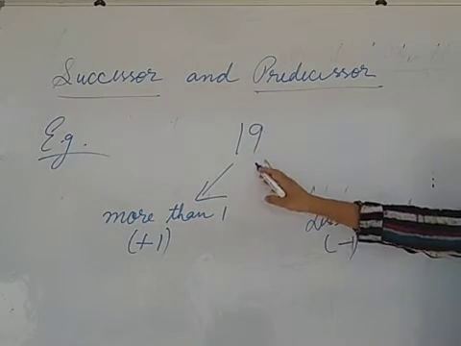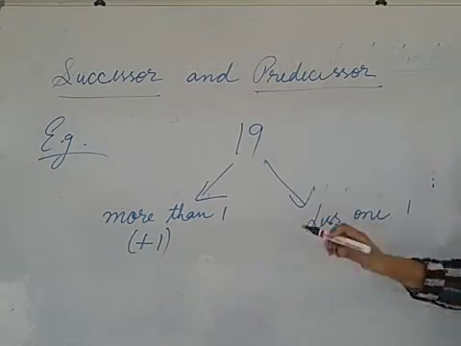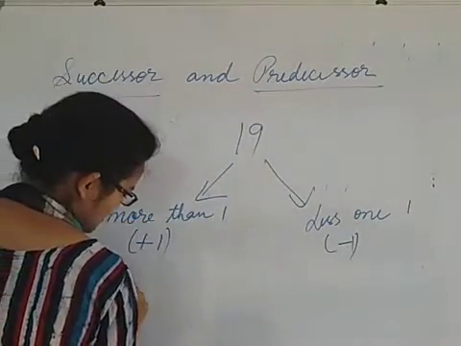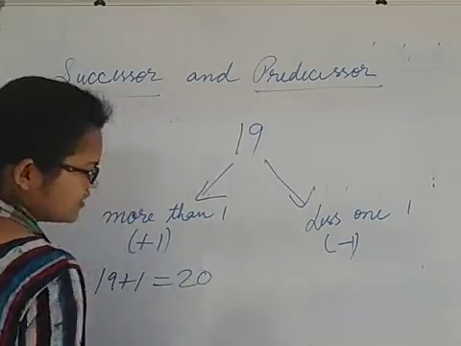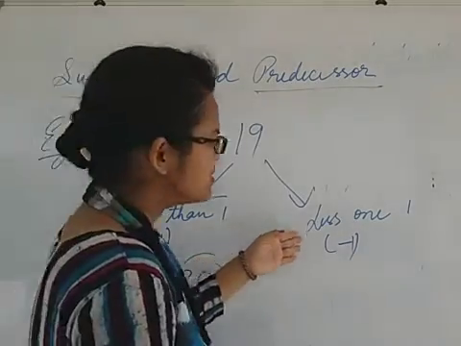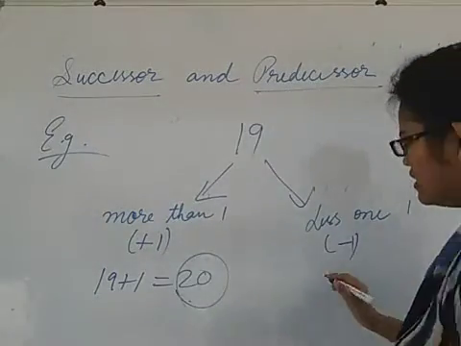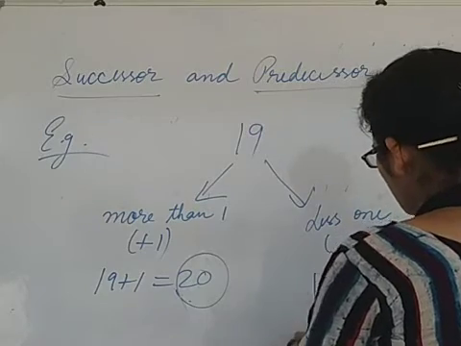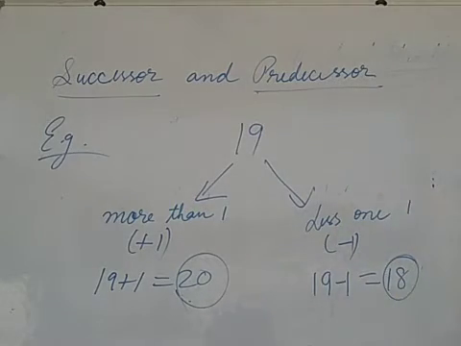So what is the successor of 19? The successor of 19 is 19 plus 1, means 20. 20 is the successor of 19. And what is the predecessor of 19? 19 minus 1 means 18. 18 is the predecessor of 19.